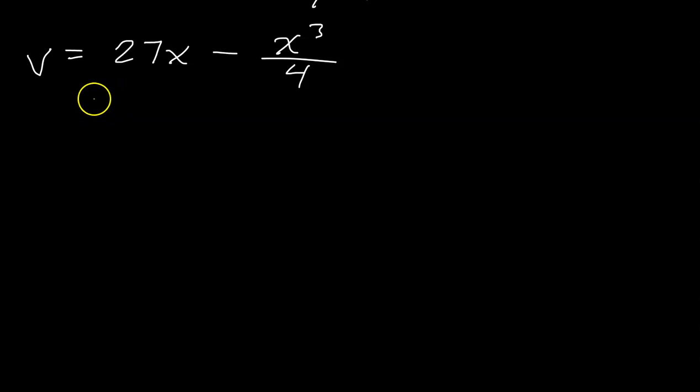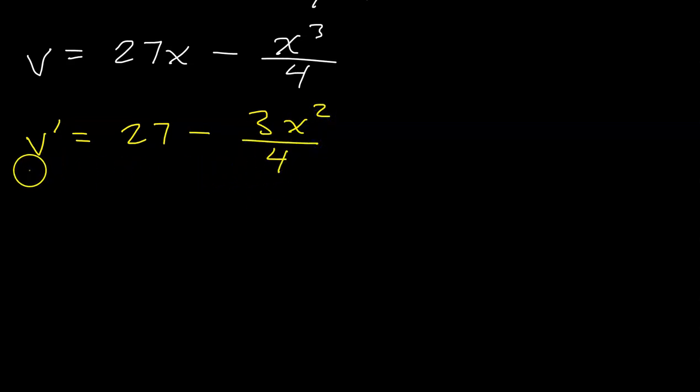Remember that our goal is to find the maximum volume, but we already know how to find the extrema. We use the first derivative test to locate the relative max. So let's go ahead and take the first derivative. I'll just call it v prime, and that's going to give us 27 minus, I'm using the power rule, so the 3 will come to the front and become 3x squared. The denominator of 4 won't change. So this is the first derivative.